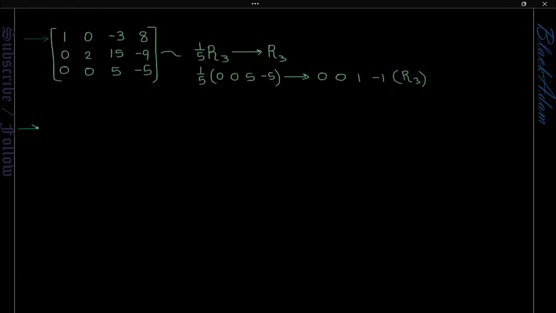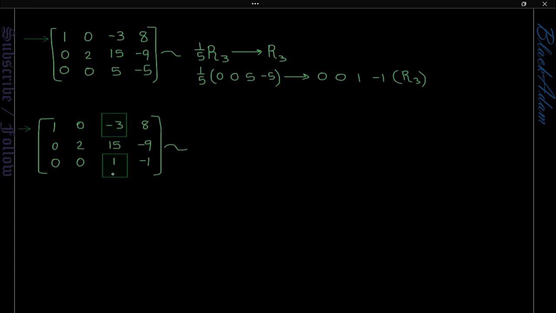So that's 1/5 of row 3, which gives us 0 0 1 -1. So we have 1 0 -3 and 8. For every change we make, we adjust the matrix. So it's 0 0 1 -1, and from there we can see that we have -3 there and 1. So we need to multiply row 3 by 3.